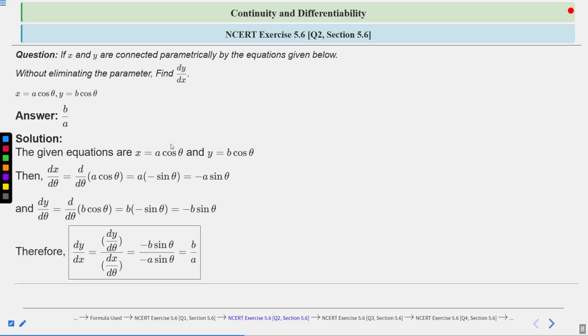Therefore, dy by dx will be equal to dy by d theta upon dx by d theta, which will be equal to minus b sin theta upon minus a sin theta, which is equal to b upon a. Clear? So the correct answer of this question will be b upon a. Okay, let us move to the next question.